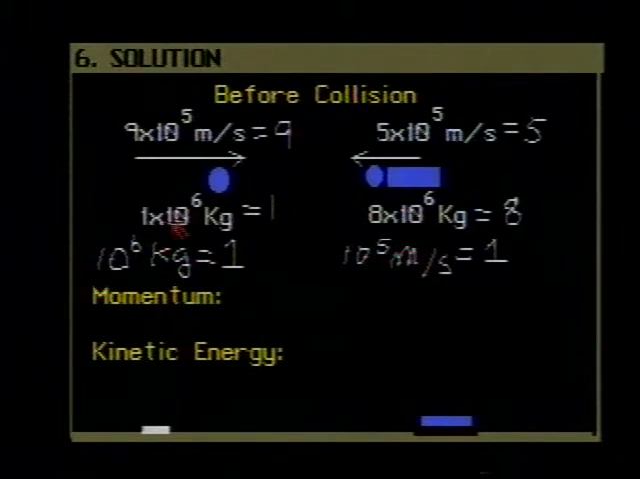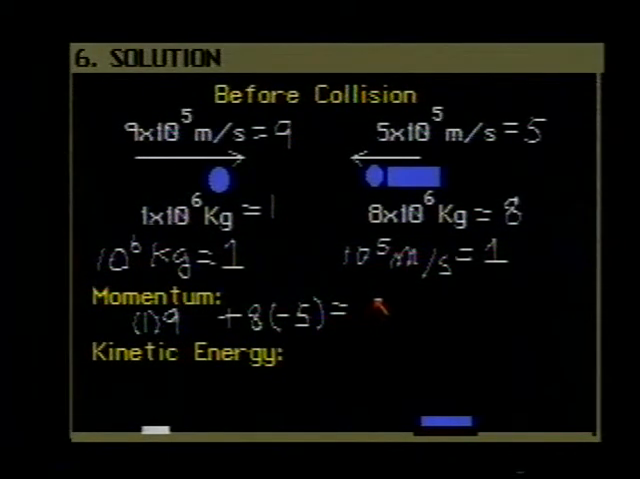Using those substitutions, we can write that the original momentum of the system is the mass of the asteroid, 1 unit of mass, times its velocity, 9 units of speed to the right, plus the momentum of the starship, which is 8 units of mass, 5 units of speed to the left, and to the left I'm going to indicate by a negative sign. So minus 5 units of speed gives us 9 minus 40, or minus 31 units altogether.